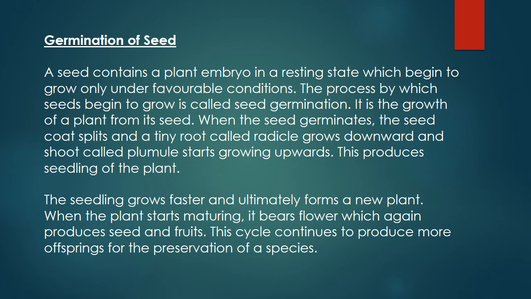So next is germination of seed. Once the seed forms, it germinates and grows into a new plant. The seed contains a plant embryo in a resting state, which begins to grow under favorable conditions. The process by which a seed begins to grow is called seed germination. So this cycle continues to produce more and more offspring for the preservation of species.